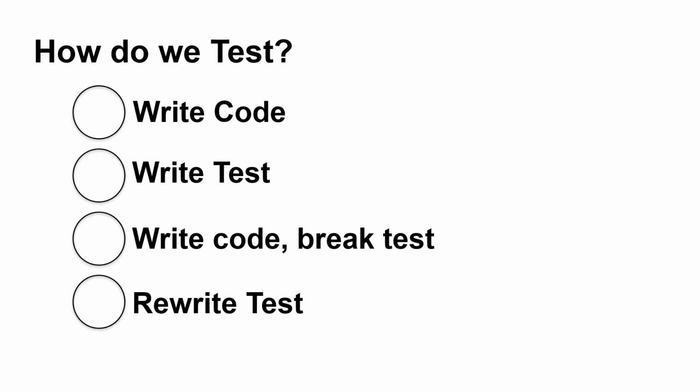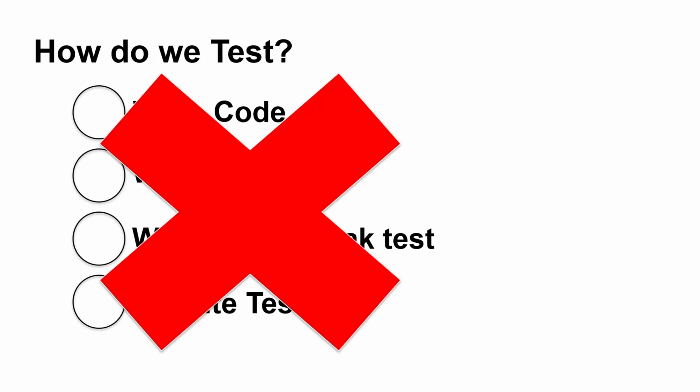So normally, as developers, we end up writing test cases similar to this. We write our code and then we write tests. Then we write more code and that ends up breaking our tests. So we rewrite the test. This is not an ideal testing scenario. We don't want to be rewriting our tests to fit our code. We want to be writing code to fit our tests.